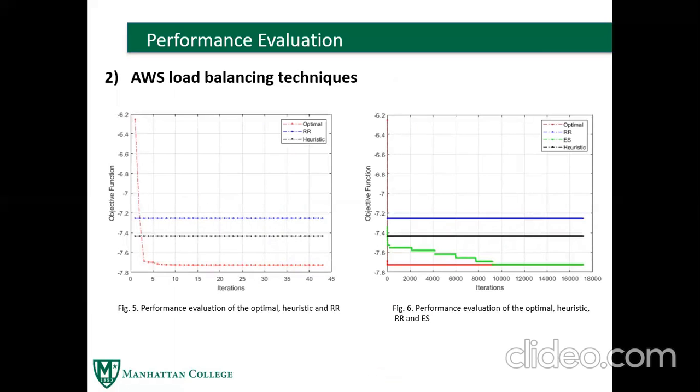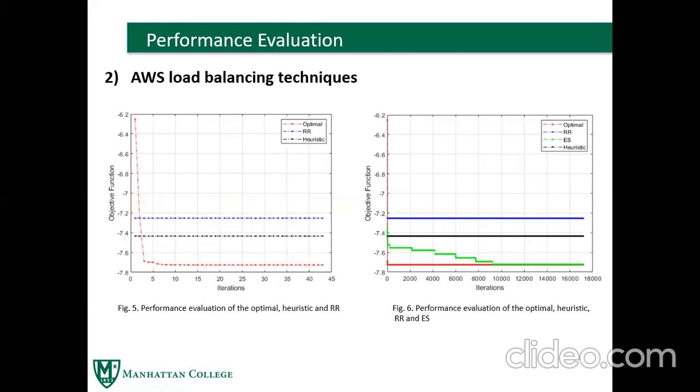For the load balancing, we evaluated our proposed optimal and heuristic approaches against the well-known round-robin algorithm for task scheduling and assignment. Figure 5 shows the objective function versus the number of iterations for the three algorithms. It can be noticed that the optimal solution converged in the first few iterations and achieved a better objective function value than the other two algorithms. And still, the proposed heuristic algorithm outperformed the round-robin.